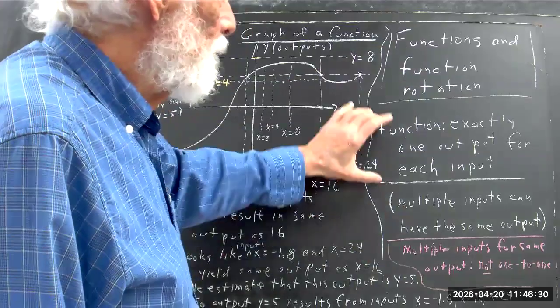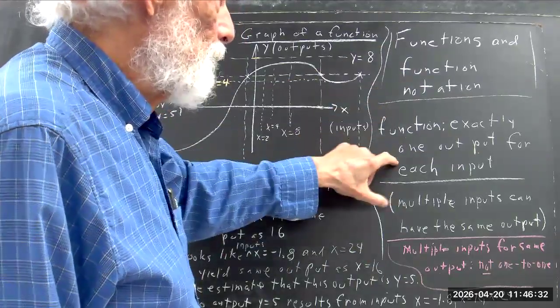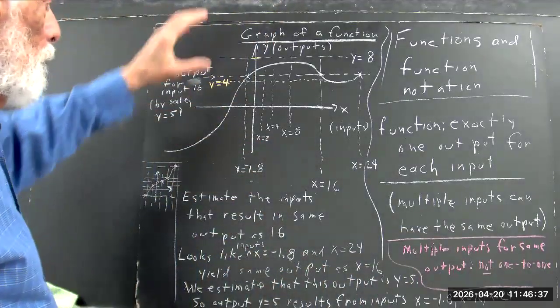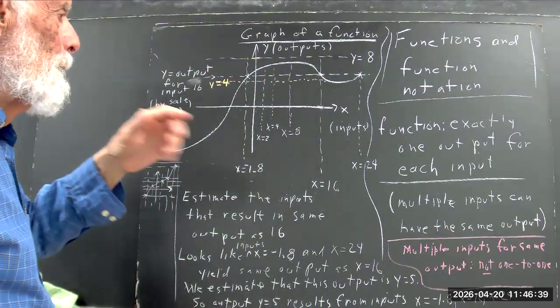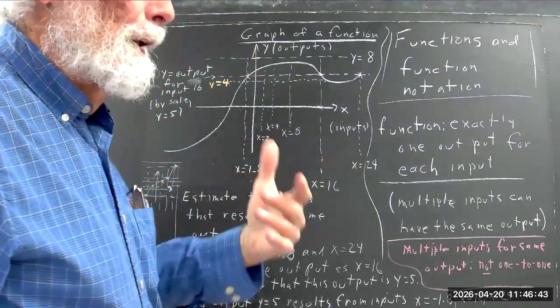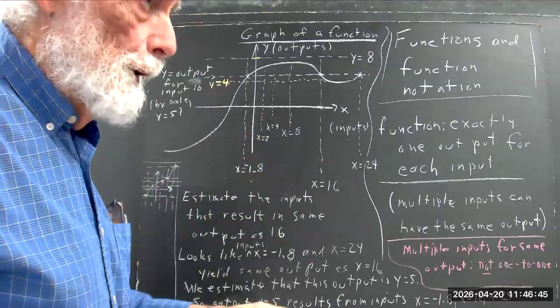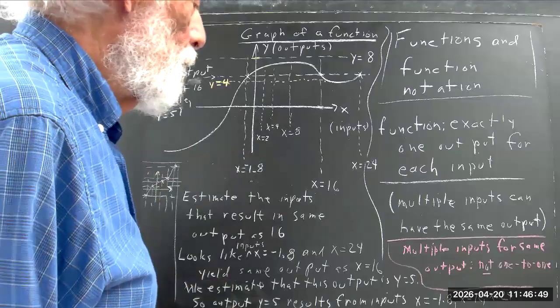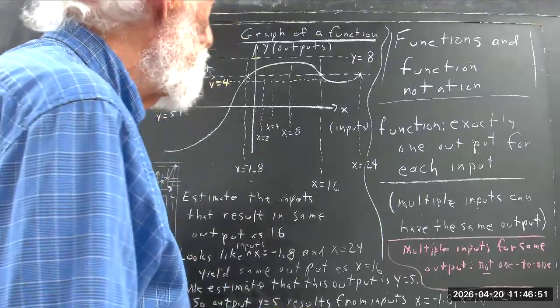The focus here is this definition. A function has exactly one output for each input. We draw a graph and ponder a bit what outputs and inputs mean in terms of this graph. Once you grasp that, it's much easier to understand graphs and much easier to understand functions.